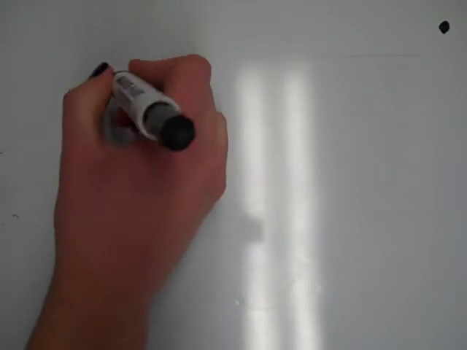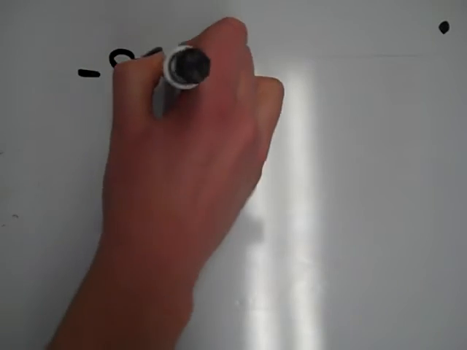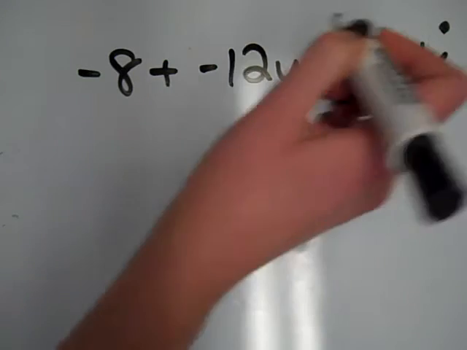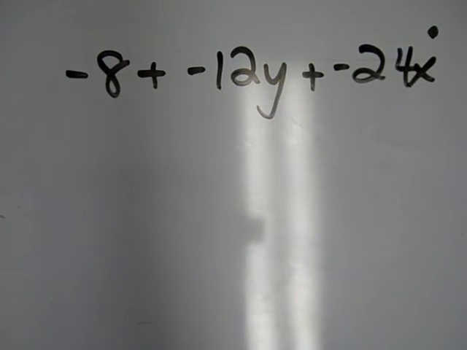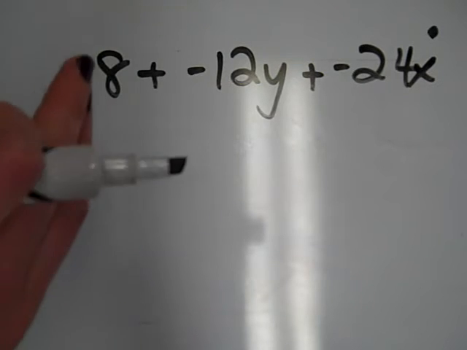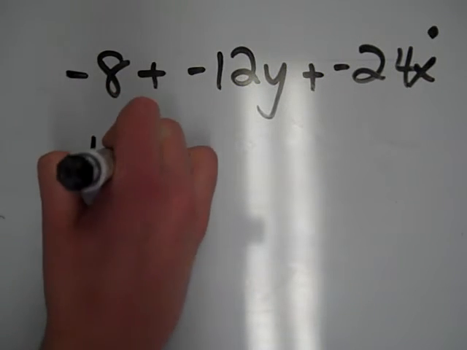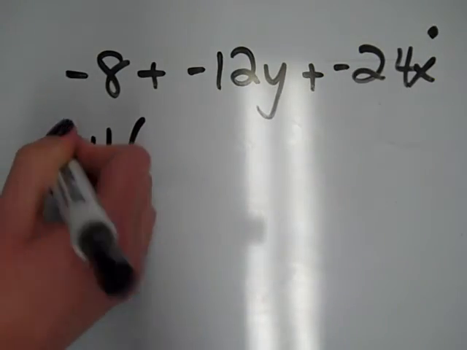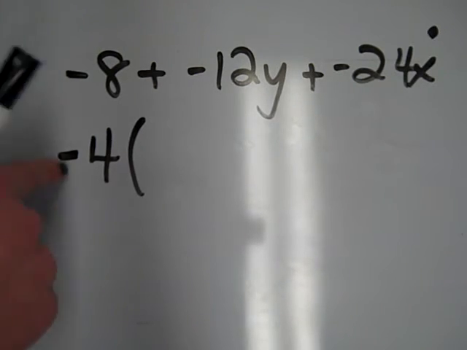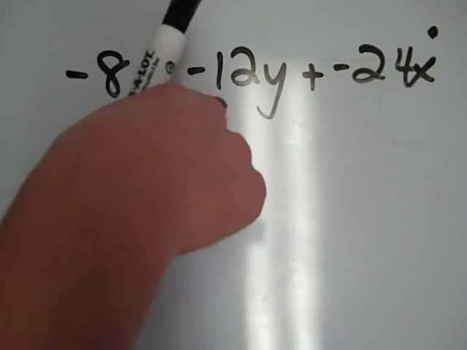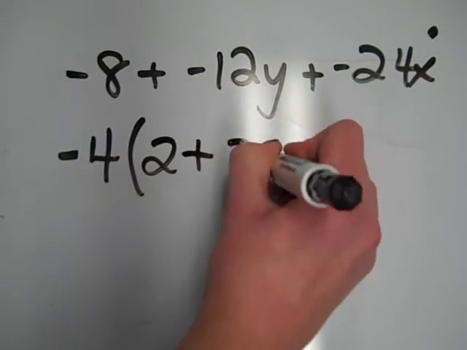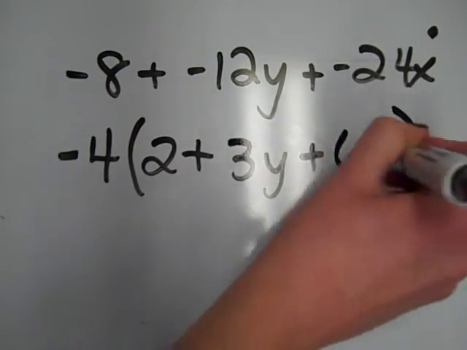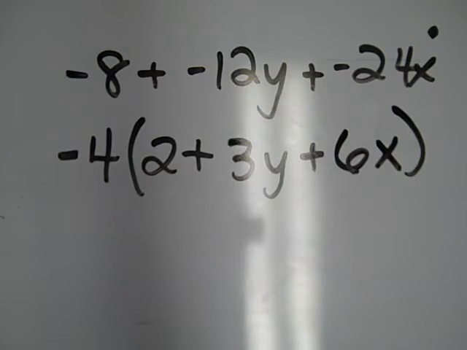If I had something like -8 plus -12y plus -24x. To factor that, I would say, okay, the greatest common factor is 4. So there's going to be a 4 on the outside of my parentheses. They're also all negative, so it's going to be a -4. So -8 divided by -4 is 2. -12 divided by -4 is 3. -24 divided by -4 is 6. So that would be our factored expression.